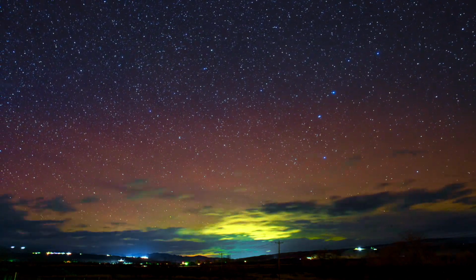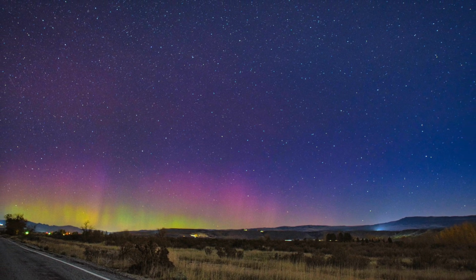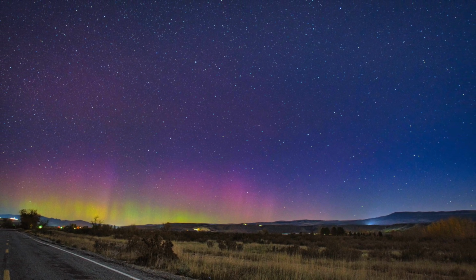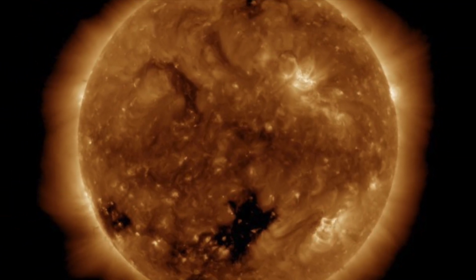So I want to talk about what causes aurora to form, what are some good ways to predict aurora, and then planning on how to observe aurora best, and a little bit about capturing them on film. So what causes the formation of auroras?